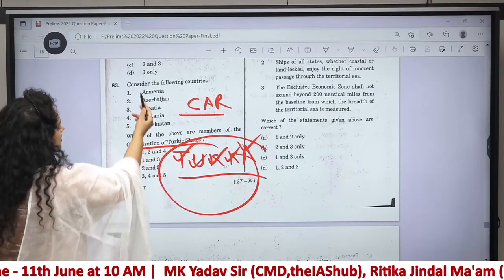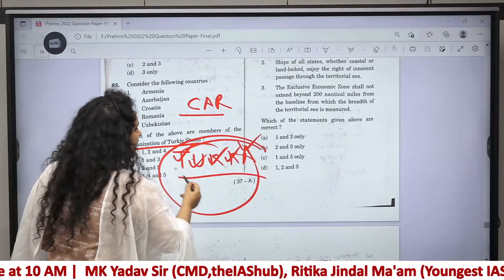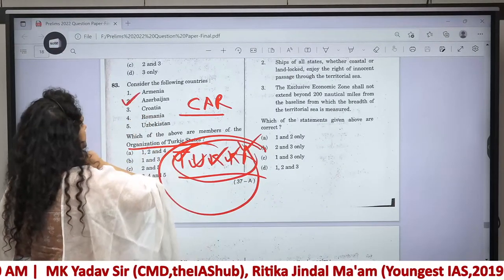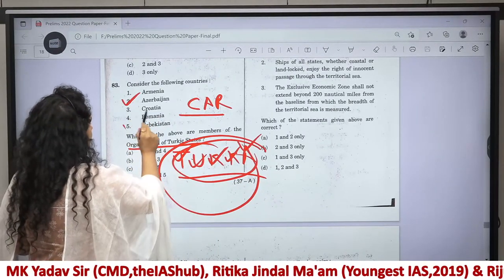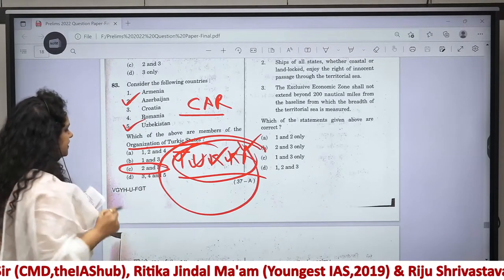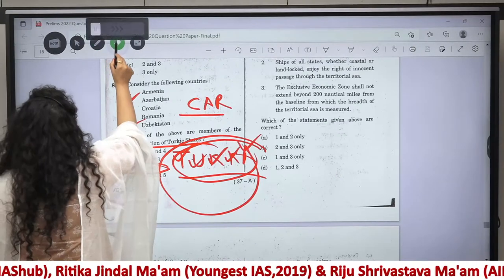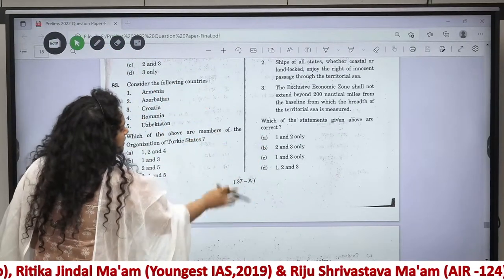So consider the following countries. We know that if we guess, Azerbaijan is there and Uzbekistan is there. So the answer is 2 and 5. Right, so the answer is C. Moving on.